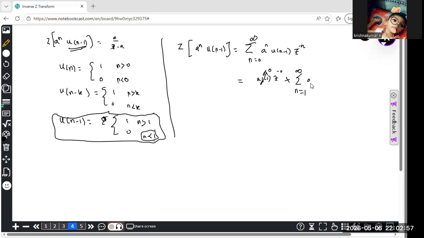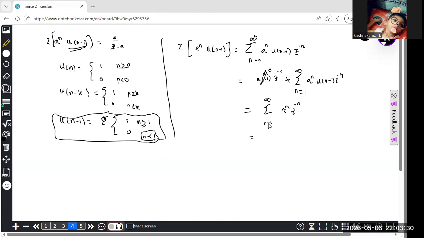So the rest of the function will be a power n u of n minus 1 into z power minus n. And this term is equal to 1 because when n is greater than or equal to 1, this function is 1. So this expression becomes summation n is equal to 1 to infinity a power n and z power minus n.